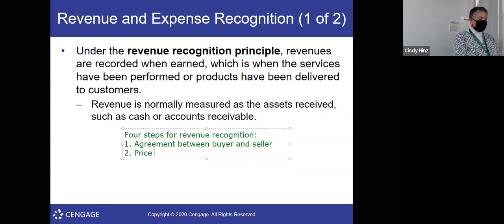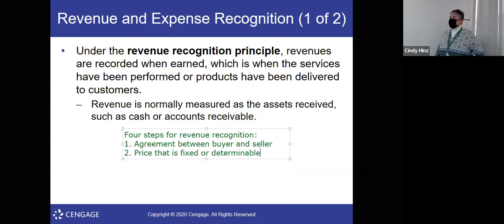We have to have a price that is fixed or determinable. And that kind of makes sense. How would we record a transaction if we don't know what the dollar amount is? We don't know what the value is. So the price has to be fixed or determinable.